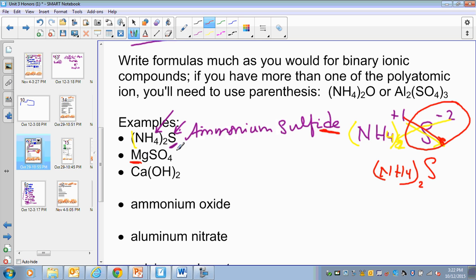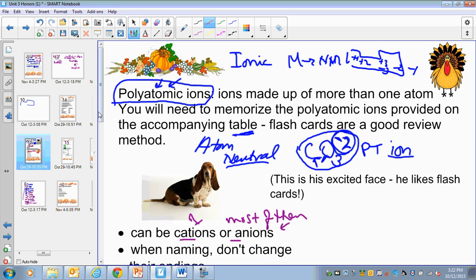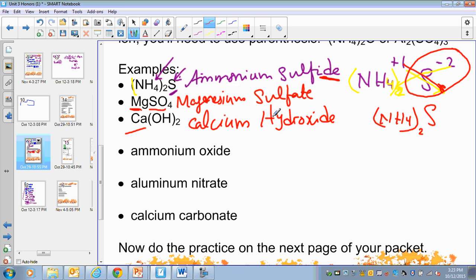Mg is magnesium, and I just told you that the metals don't change their name. So magnesium, and then you have to know that SO4 is sulfate. You have to memorize it. So if you have already memorized it, you know that SO4 is sulfate. So magnesium sulfate. Then calcium, and what is OH? If you know, it is hydroxide.